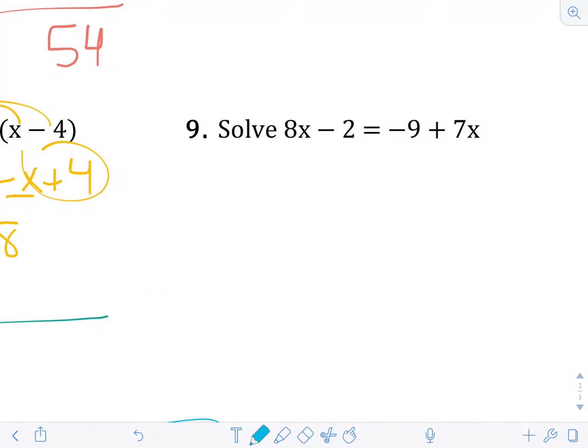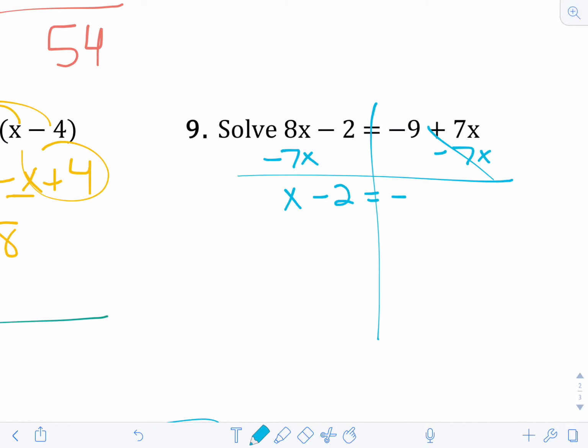Number 9. Okay, I'm going to draw my line on the equal sign. No combining like terms. No distributive properties, so what I'm going to do first is move my x. So I'm going to subtract 7x, subtract 7x. Bloop, those cross out. 8 minus 7 will give me 1. Everything else I'm going to bring on down.